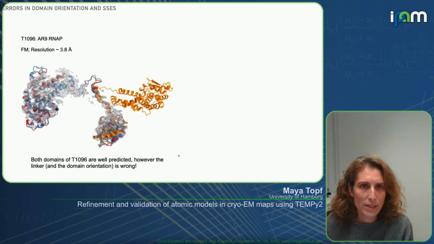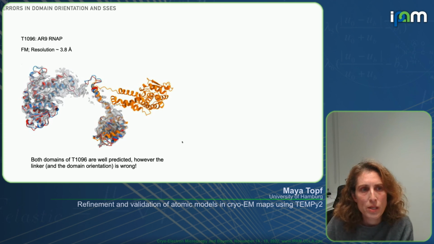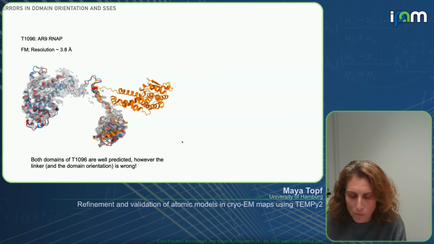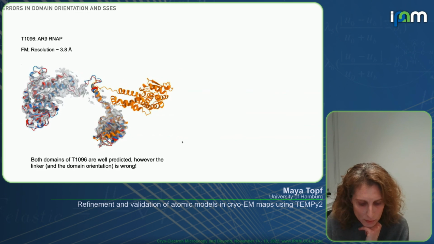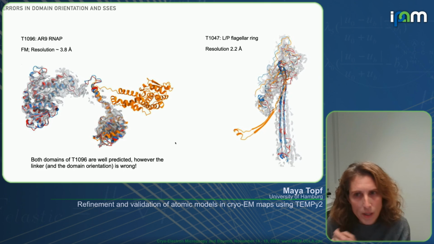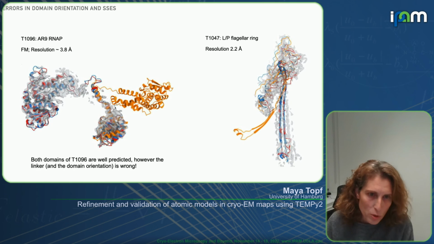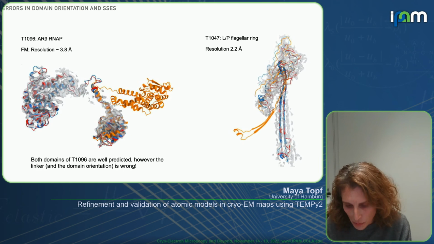Okay, so where are the errors? If we look at what AlphaFold predicted in this particular case, this is again this RNA polymerase from a phage, I think. And this is another example of the flagellar ring. You can see that the domains here on the left-hand side are both predicted really, really well. What's not predicted well is the linker between the domains.